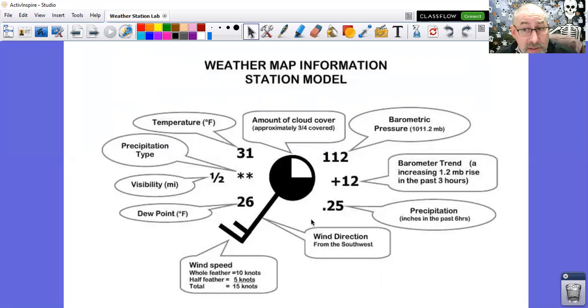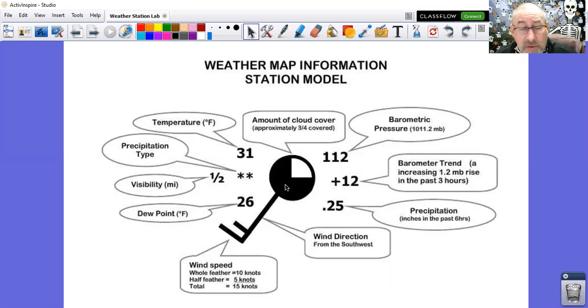So if we're looking at this model, this is saying that we've got a quarter of an inch because we're in the United States. We use our arrogant measurement system. So this would be a quarter of an inch in the last 6 hours, and it's inches of moderate rain. So we got some rain. We don't have, well, no, that's snow. I'm sorry. That's moderate snow. So we have a quarter inch of snow has fallen in the last 6 hours. The circle itself will tell us the cloud cover.